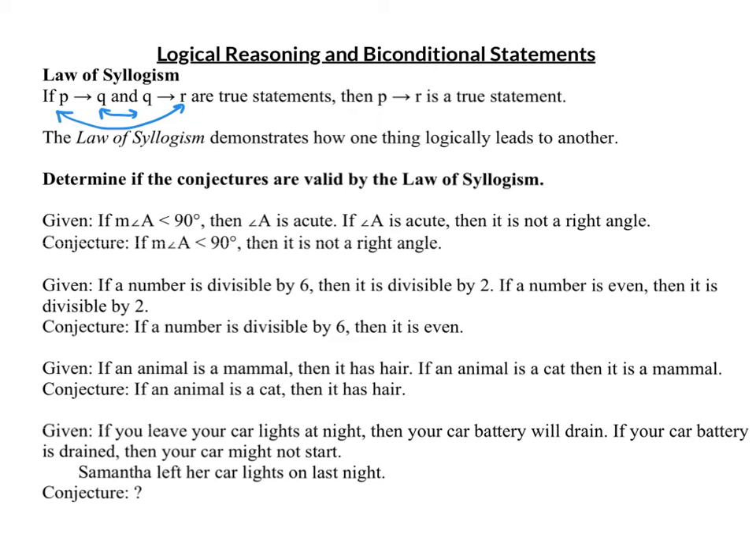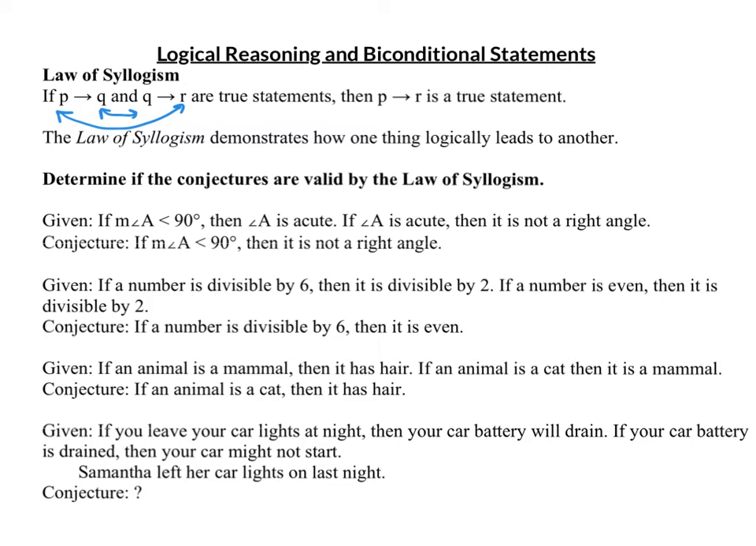So this is a demonstration of how one thing logically leads to another. We think this way all the time, that one thing follows another. Let's look at some examples below. The law of syllogism. For this first example, we're given that if the measure of A is less than 90, then angle A is acute. If angle A is acute, then it is not a right angle.